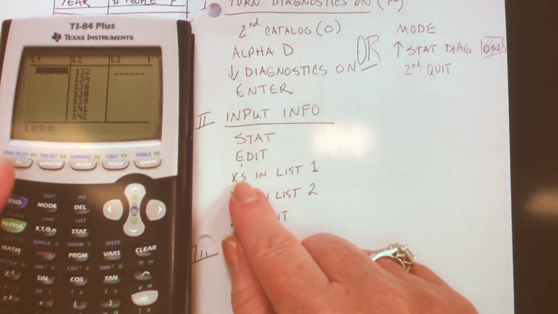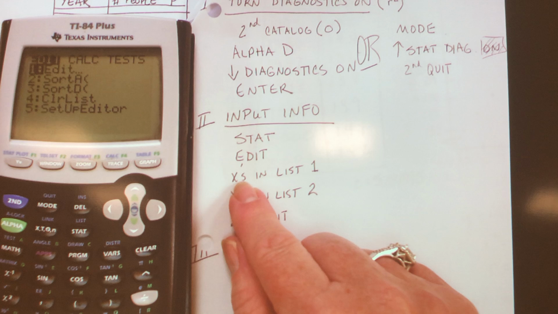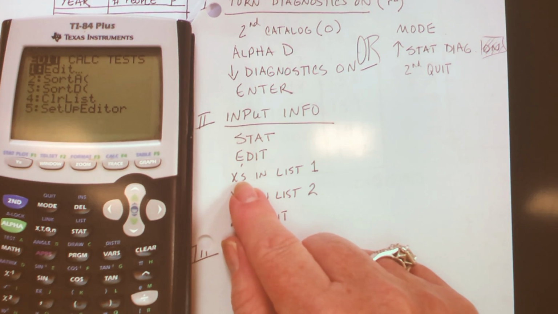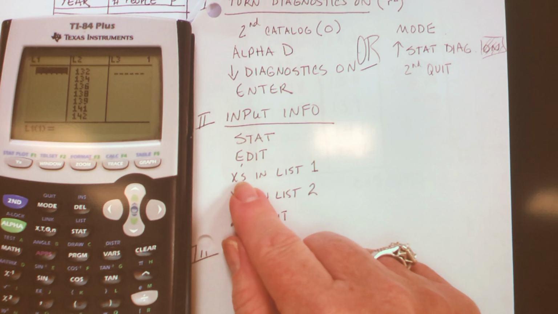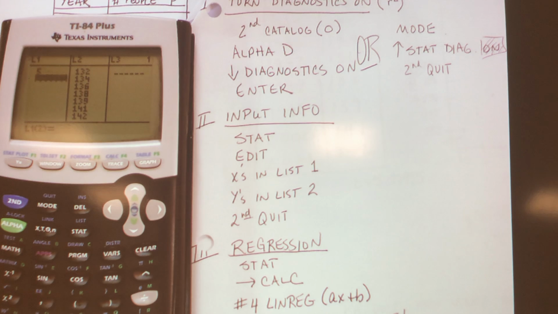Okay? If by chance somebody deleted one of your lists or something, you can go stat and go down to number 5, the setup editor, and it will pop your lists back in the order that they're supposed to be in. List 1, list 2, list 3, list 4. Okay? So, I'm going to go back here to edit. I'm going to put my X's in list 1. You put your X's in list 1 and your Y's in list 2. What if mine's accidentally backwards? What? I just told you how to fix it if your lists are messed up. Go to the setup editor.